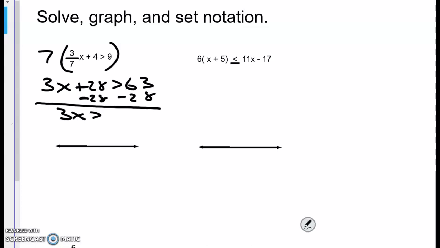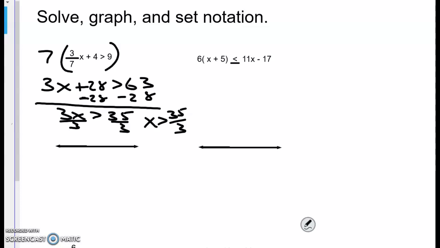And 3x is going to be greater than 63 minus 18. So that is, I believe, 35, right? And then we divide by 3, we divide by 3. The algebraic answer here is 35 over 3.